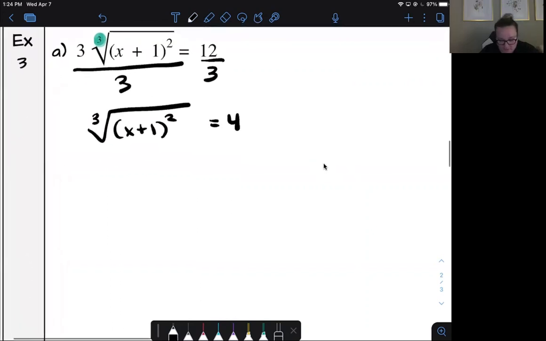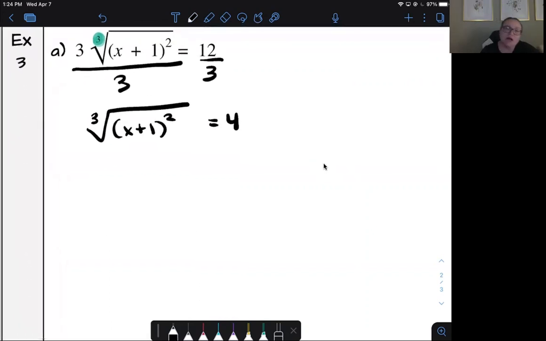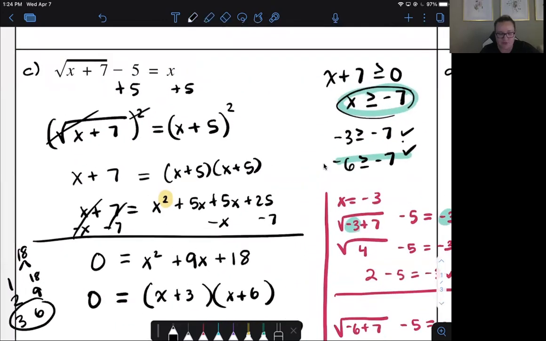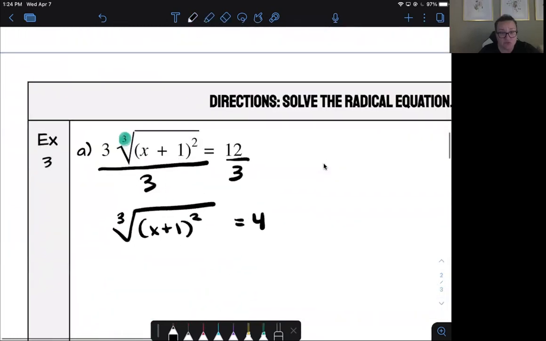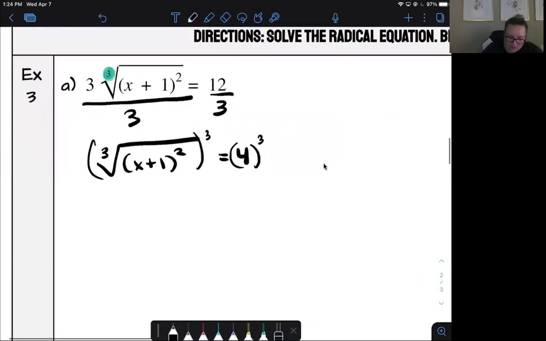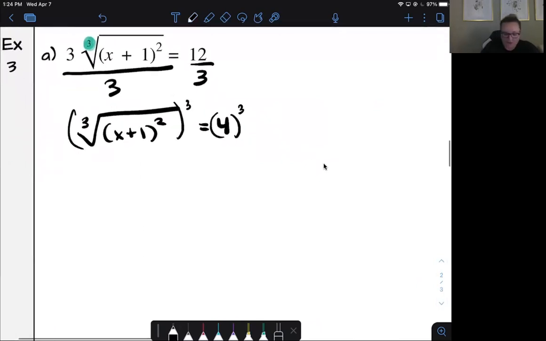So from there, what do I do? Well, how did we cancel the square root? When we did our work up here, how did we cancel our square roots? We squared it, right? So how am I going to cancel a cubed root? I'm going to cube it. All right, so the cubed root gets canceled by the cubed. We're left with what is under the radical.